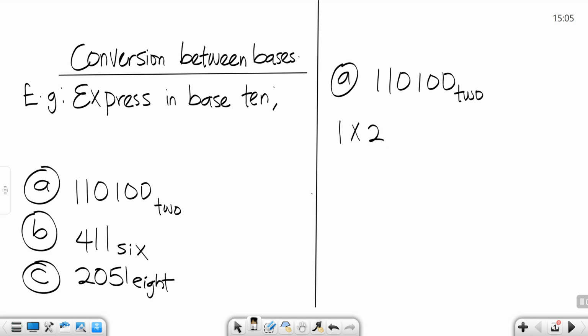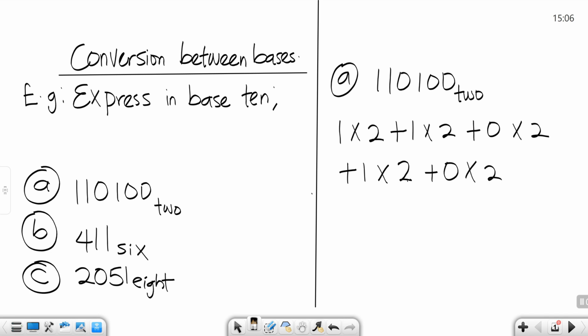1 multiplied by 2, because the number is in base 2, plus 1 multiplied by 2, and the next number is 0, plus 0 multiplied by 2. The next number is 1, plus 1 multiplied by 2. The next number is 0, plus 0 multiplied by 2, and the last 0.